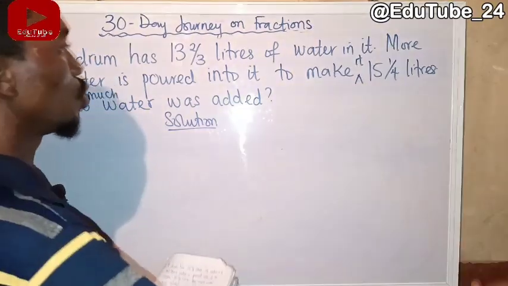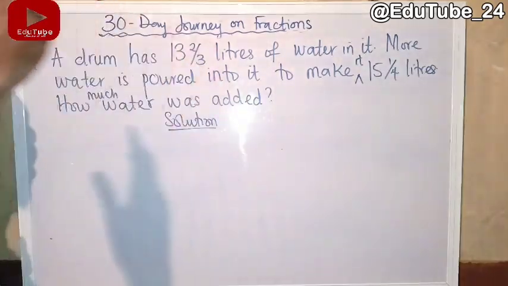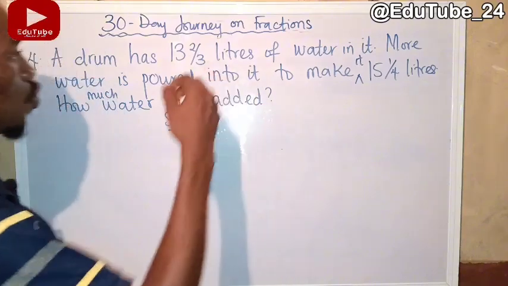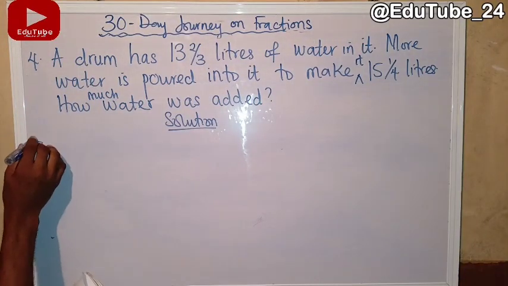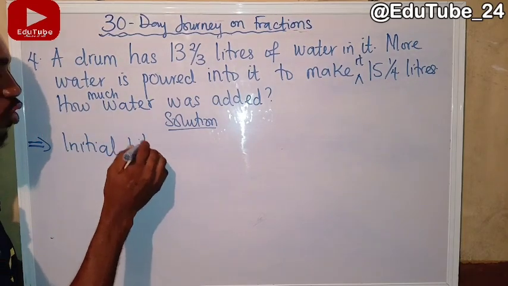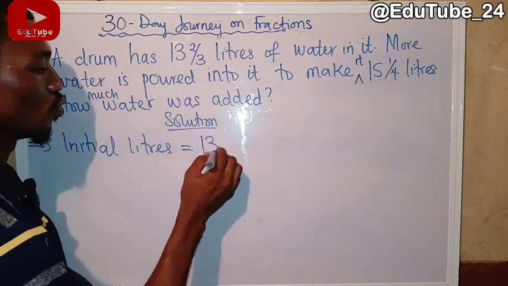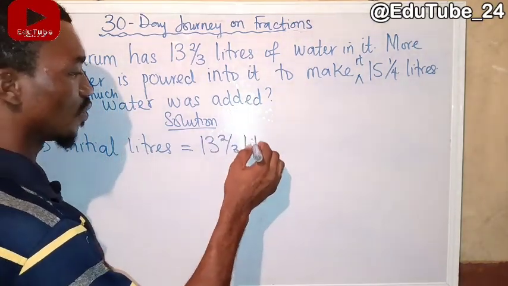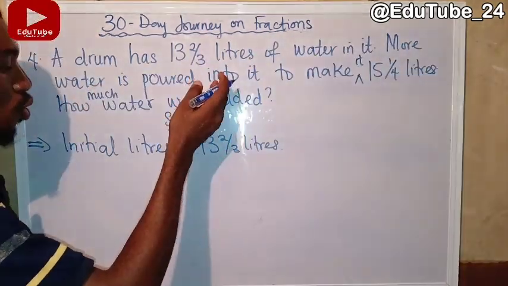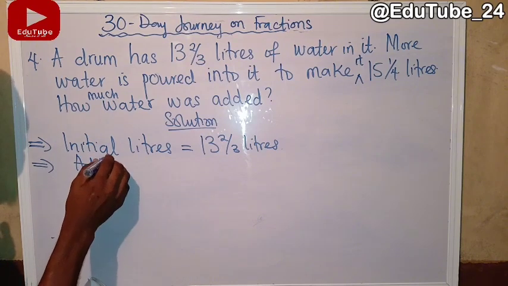So that is the initial liters of water, because whenever you see this word "more," that means you're talking about something that has an initial stage and then it became something else because there is now more to it. So we interpret that simply as initial liters. I'm sure this question is familiar. We've solved this kind of question before. Initial liter is 13 whole number 2/3 liters. Then the next part of the sentence is "more water is poured." The more water will be interpreted as additional liter.